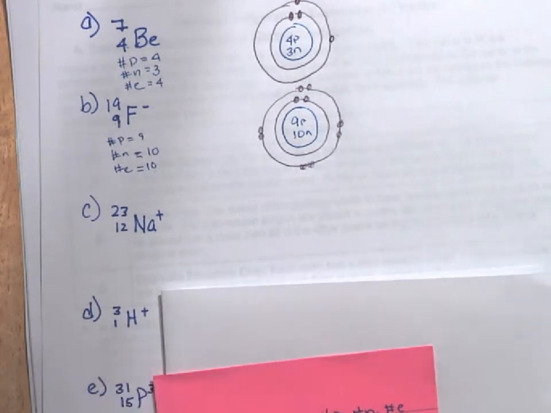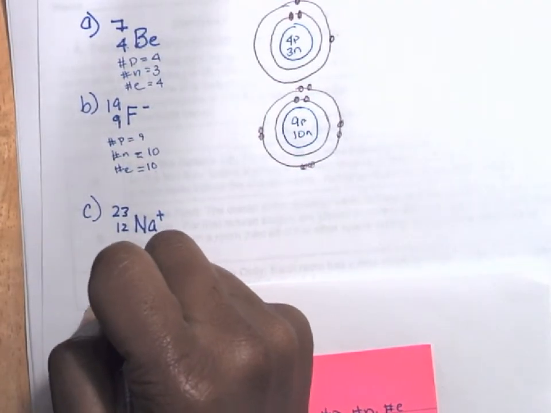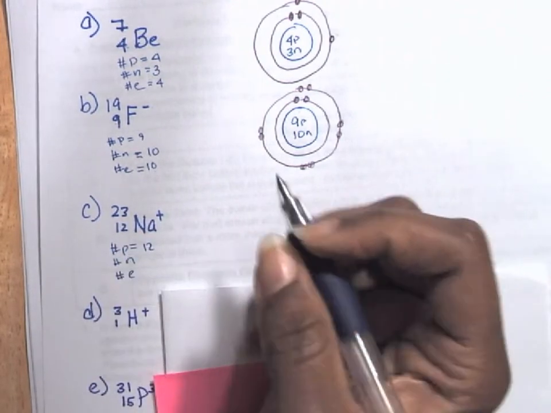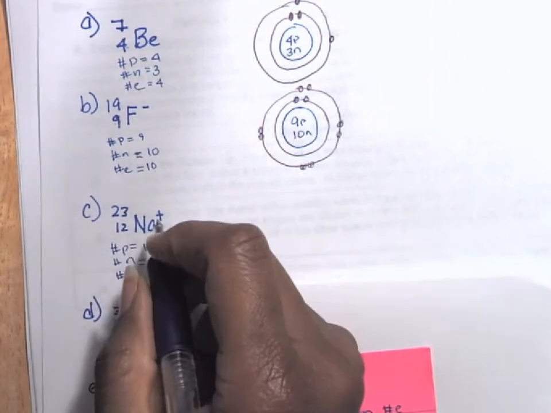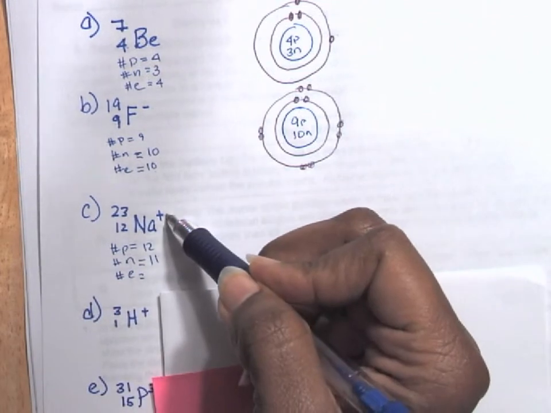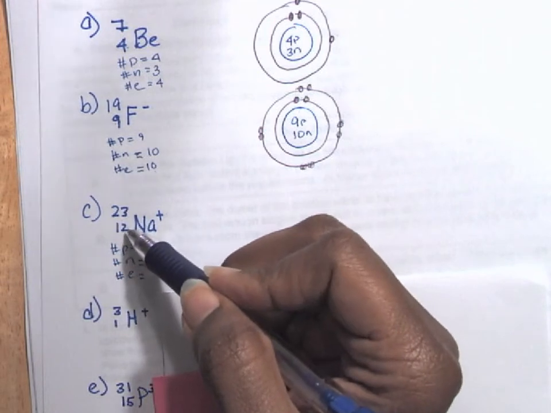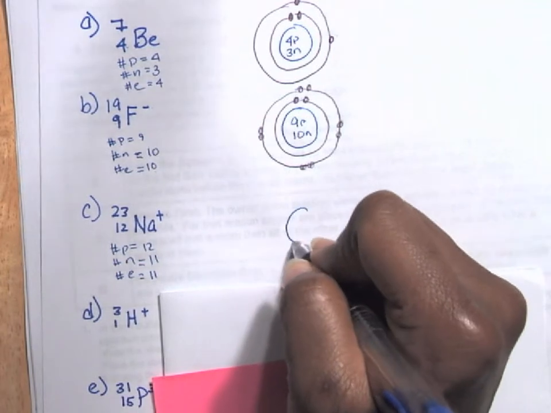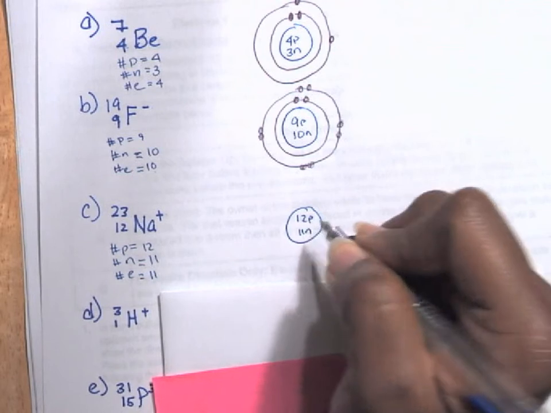All right, last example is sodium. So we're going to start, of course, with our number of protons, number of neutrons, number of electrons. 12 protons, 23 minus 12, 11 neutrons. And the electrons here, because I have a positive charge, I have more protons than electrons. So the number of electrons I'm going to have is going to be 1 less than 12. So I have 11 electrons. Nucleus, 12p, and 11n.